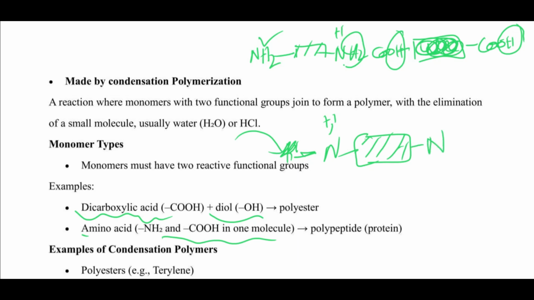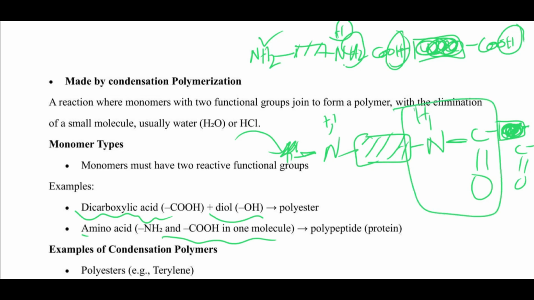What is left here now? Again, we are just left with N and H. The H has been removed to give a water molecule, right? So now what will come here? C double bond O, right? Because OH has been removed. And again, what will come here? C double bond O, and then again. So this is actually your amide link. Amide link is made between dicarboxylic acid and diamine.